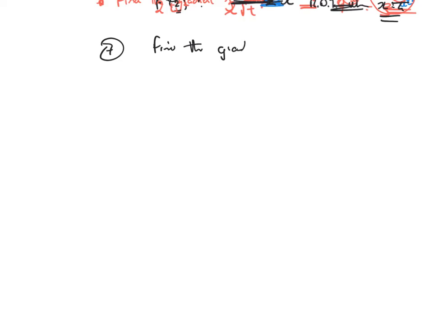Okay, example 1. Find the gradient at x equals 4. And I've got f of x equals 1/3 x cubed minus 3x squared plus 12x plus 2.